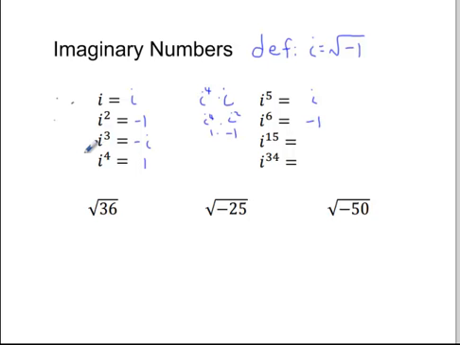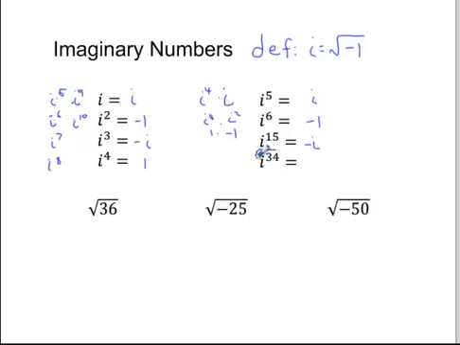So the pattern is just i, -1, -i, and 1, and then it starts over. So this is equal to i to the 5th, this is equal to i to the 6th, i to the 7th, i to the 8th, and then it repeats: i to the 9th, i to the 10th, etc. So if it's something low like i to the 15th, I could just keep counting. 11, 12, back to the top. 13, 14, 15. So i to the 15th is like i cubed, which is -i.